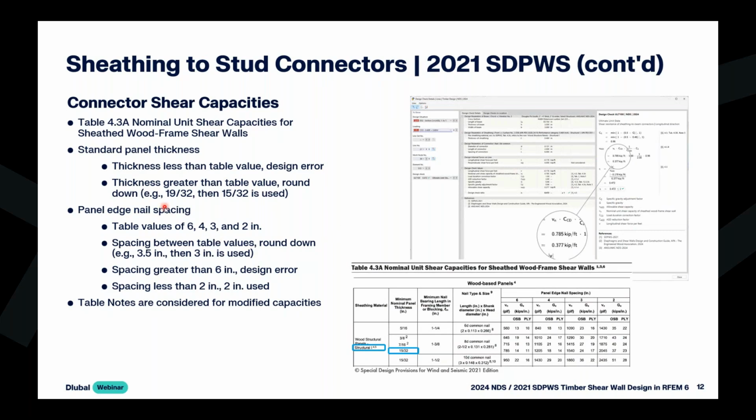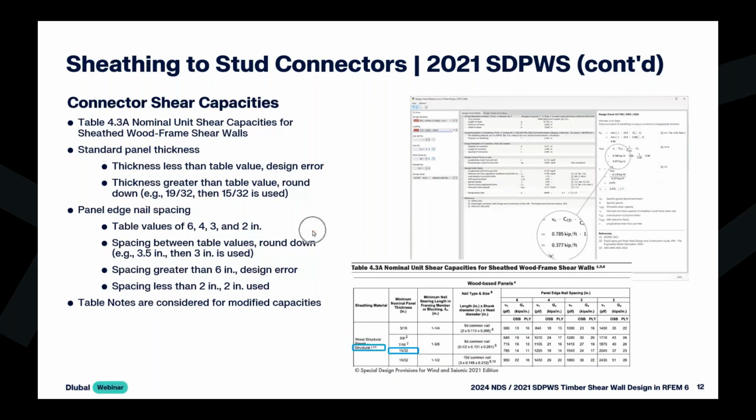Now, if you're using a sheathing thickness that's greater than the table value, then what we're going to do internally in the design checks is the conservative approach and round down. So for example, if you're using 19/32, we would round down to give you the capacity for 15/32. So that's important to understand.